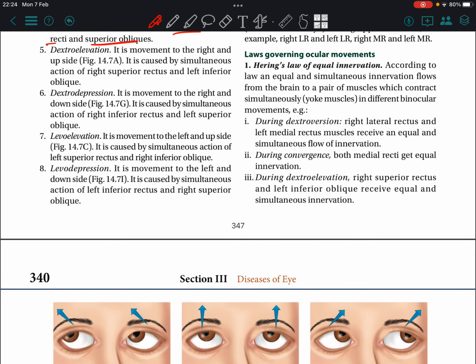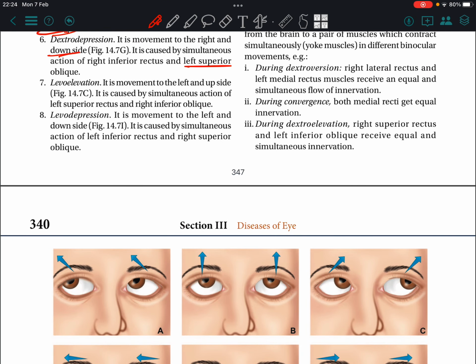Dextroelevation is movement to the right and upside. It is caused by simultaneous action of the right superior rectus and left inferior oblique. Dextrodepression is movement to the right and downside. It is caused by simultaneous action of the right inferior rectus and left superior oblique.